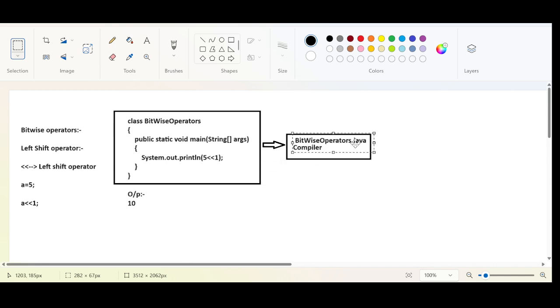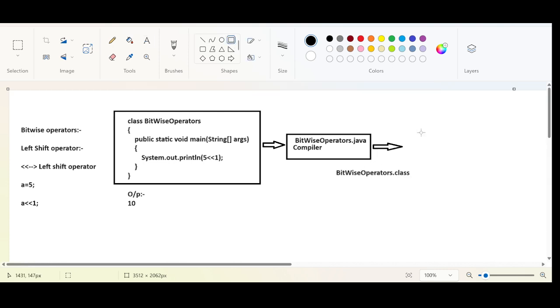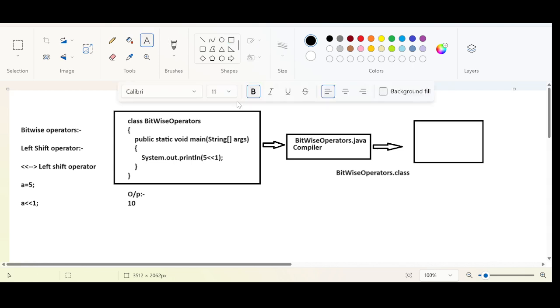The compiler will convert this bitwise operators.java file to a .class file. The .java file gets converted to a .class file. So conversion is completed. After the conversion, this .class file will be loaded into the JVM for execution purpose. These are the stages that happen internally, which we are not aware of actually. Internally these things are happening, but we as developers are not aware of this.